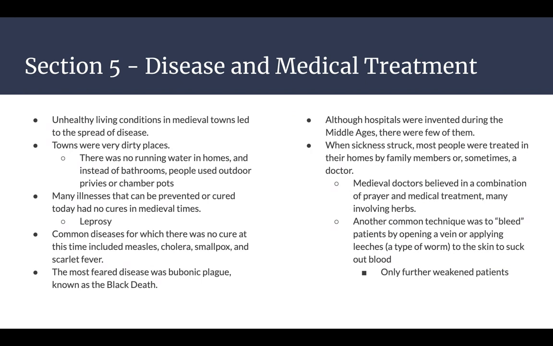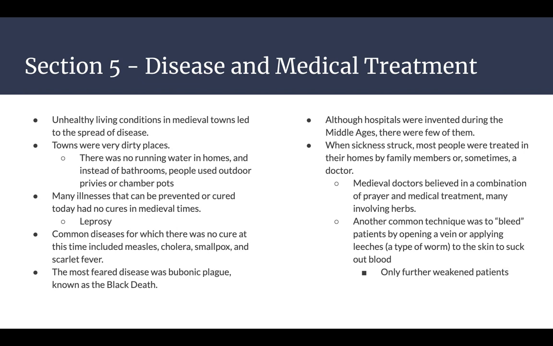All right, so section 5 is on disease and medical treatment. Like I said a few slides ago, medieval towns were typically very unsanitary. They were smelly. They were rat and bug and animal infested, typically. They were incredibly dirty places. There was no running water in homes.